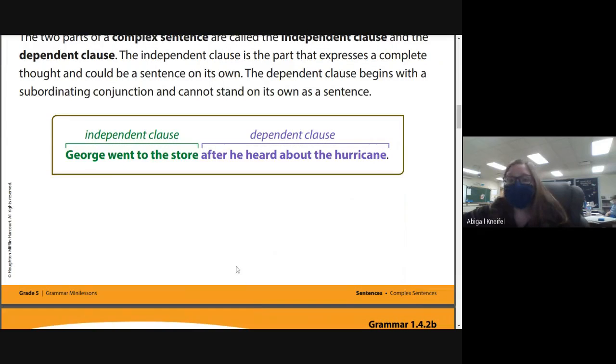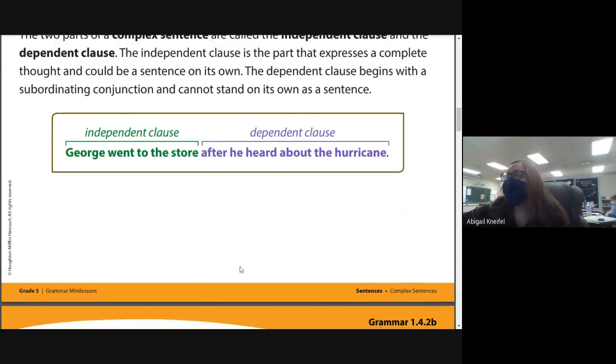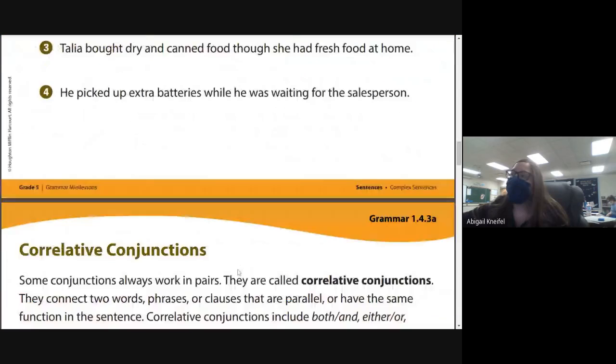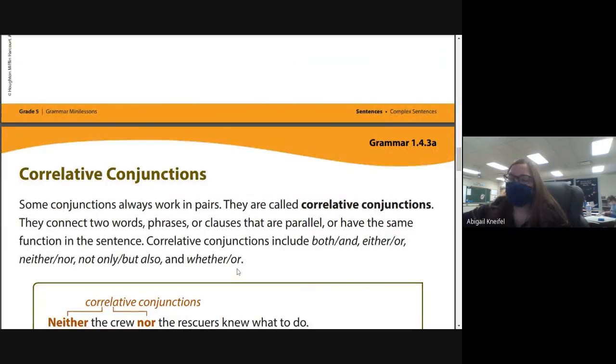Hopefully you did page 1 of your grammar homework because that's what I told you to do. Obviously, grammar is all due on Thursday like always, but hopefully you did that little bit of part. So now we're going to learn about correlative conjunctions.